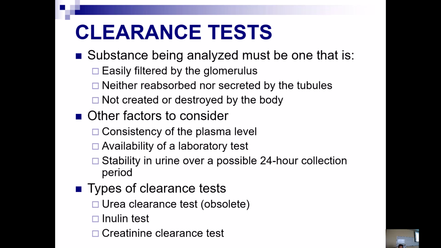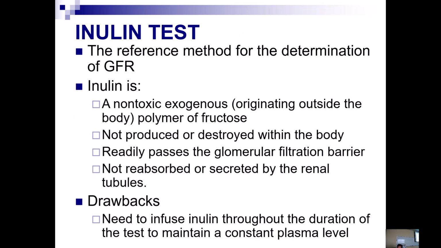Other factors, we want it consistent in the plasma level. We have to have a test to test for it in the lab. And we want it stable over a 24-hour collection period in the urine. We don't want it breaking down once people urinate, because we have to do a 24-hour urine test for it. So there's a couple different ones we look at: the urea clearance test, which is obsolete, the inulin test, and the creatinine clearance test.